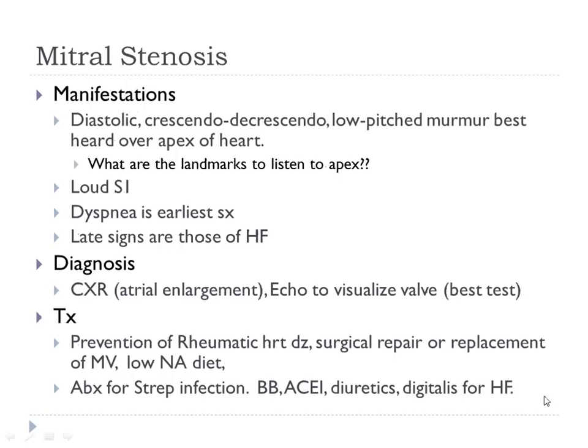We're going to talk about mitral regurgitation too, but note the difference in the assessment of the murmurs. So with mitral stenosis, remember that you have a crescendo, decrescendo murmur. It will be best heard over the apex. Why would you listen over the apex? Well, number one, where is the apex? Midclavicular line, left midclavicular line, fifth intercostal space. It's usually on a man about where the nipple is.